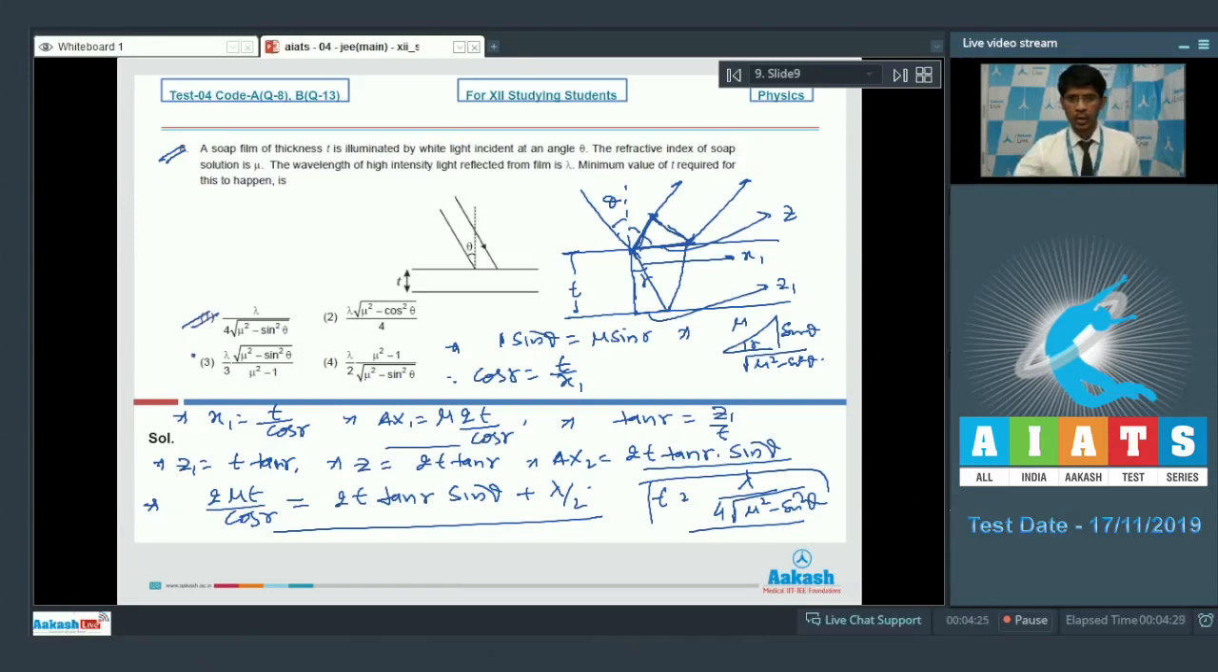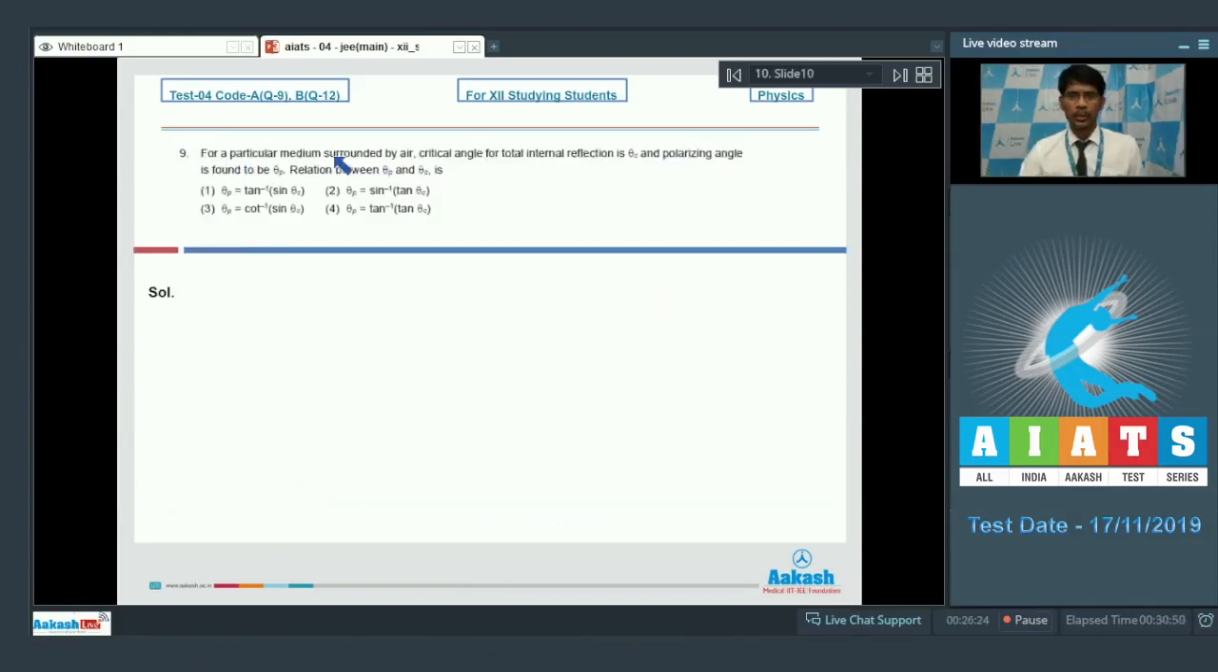Now let's proceed to question number 9. For a particular medium surrounded by air, the critical angle for total internal reflection is theta c, and the polarizing angle is found to be theta p. The relation between theta p and theta c is the easiest part of the question here.